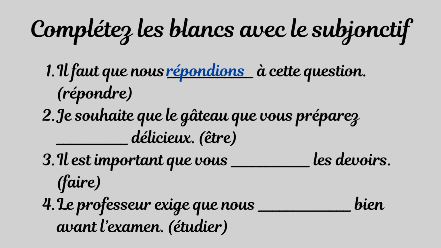Next one. Je souhaite que le gâteau que vous préparez dash délicieux. The verb is être, and since the verb être is an exception, we'll use the conjugation soit. Le gâteau soit délicieux.